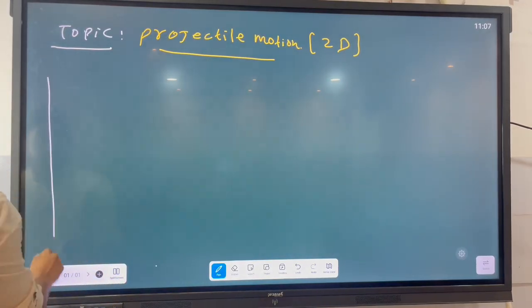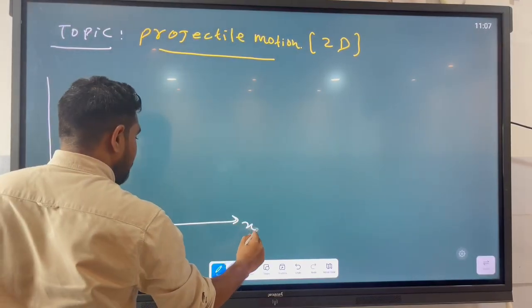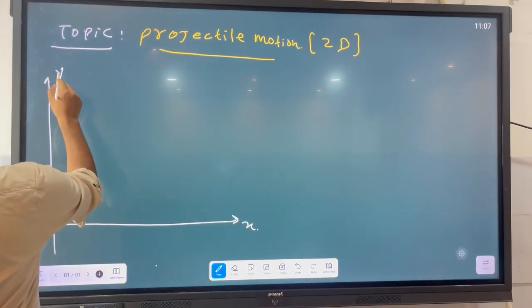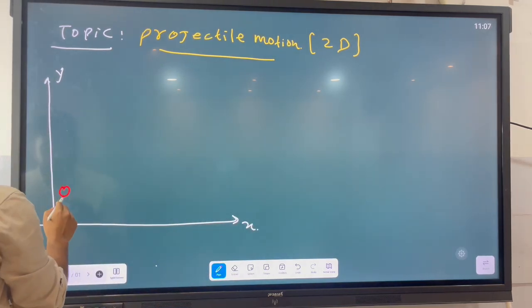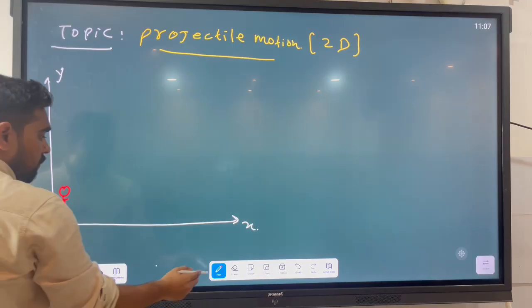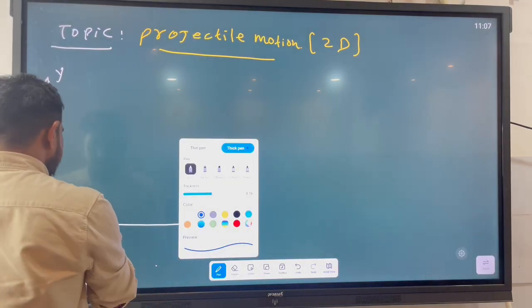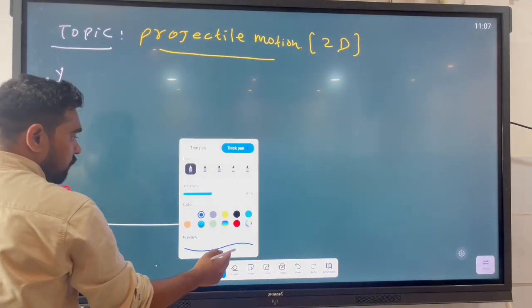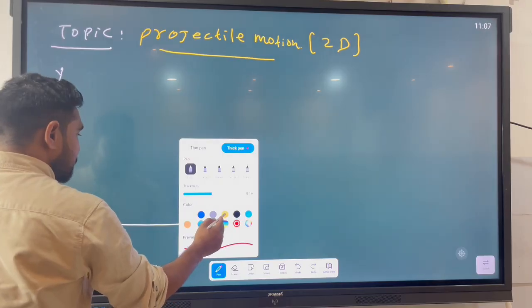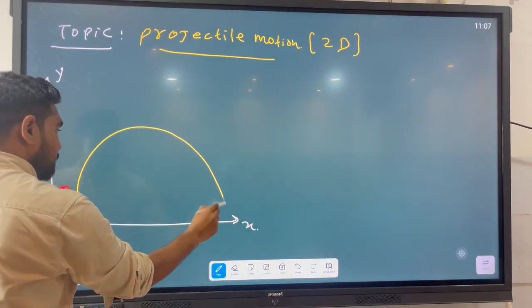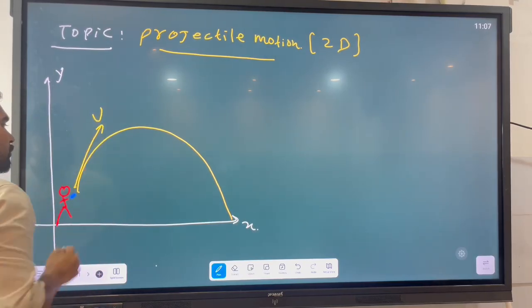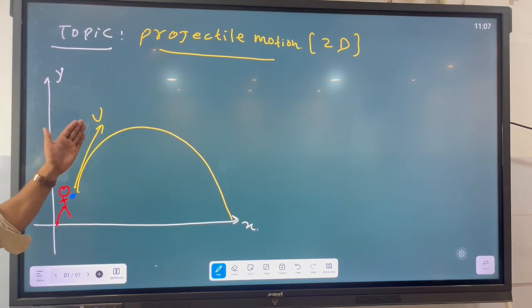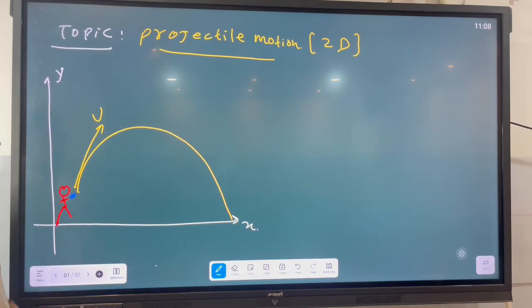Suppose that this is a coordinate system, this is the x axis and this is the y axis. Suppose that this is a cricketer, a player, and he throws a ball like this. This is the ball, and the ball is thrown like this, right? In this situation the velocity of the ball is u, which is known as the projectile velocity.